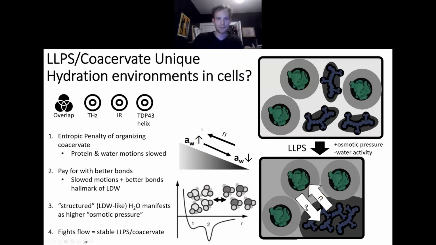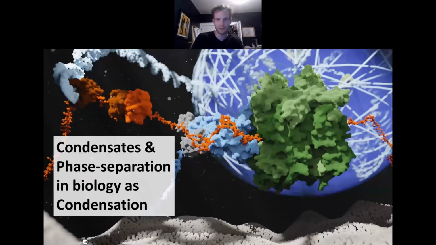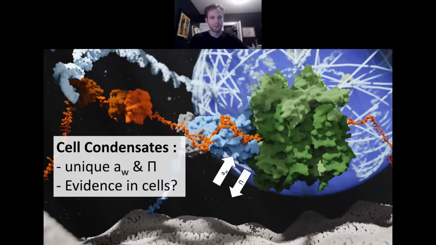And so this I cite as some evidence or some ideas for how the cell can maintain unique hydration environments in phase separated coacervates. And so the question is, does this exist in biology anywhere? Can I find examples where there are compartments of cells with unique water activity and osmotic pressure?